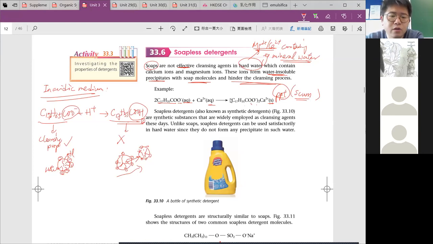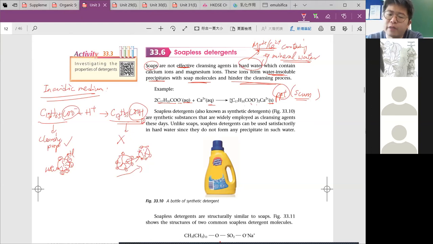So that's why scientists in the past thought of a way to tackle both problems. One is that soap cannot work well in acidic medium. Second is that soap cannot work well in hot water. In case we can produce other cleansing agents which can work well in acidic medium and hot water, they can be used to replace soap. And here comes the idea of soapless detergent. So the logic will be this.